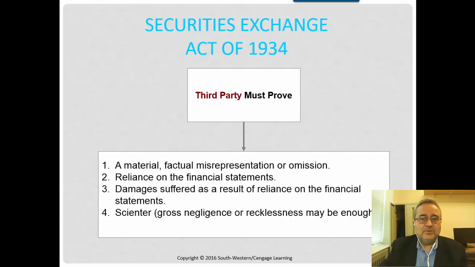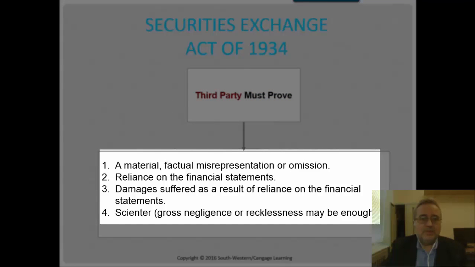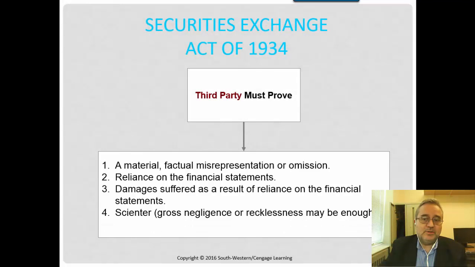Now, it's very important that you understand the distinction between what a third party must prove under the Act of 34 versus 33. Under the 34 Act, the third party must prove that a material, factual misrepresentation or omission is present, that they relied on the financial statements, that damages were suffered as a result of the reliance, and finally, scienter, or gross neglect or recklessness may be enough. In our last discussion, we related scienter to fraud.